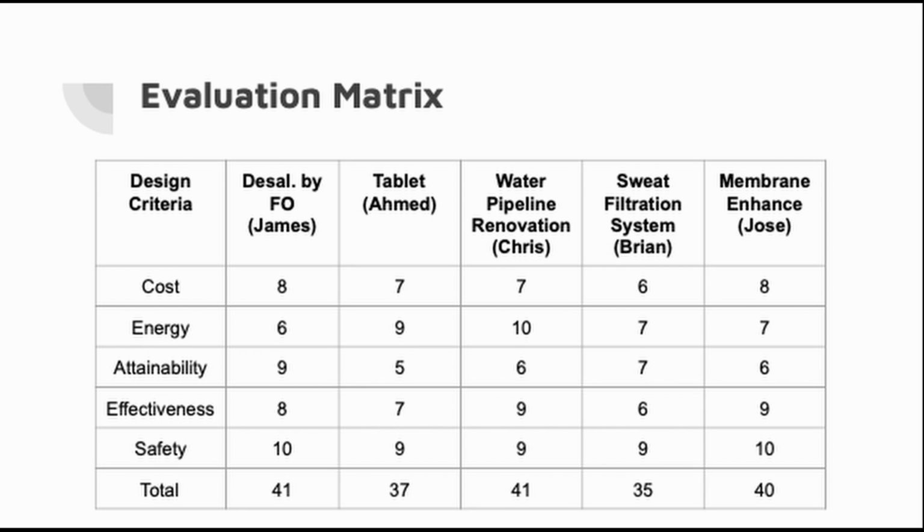In our evaluation matrix, the ratings of our designs are on a scale from 1 through 10. If the production and manufacturing was too costly, the rating would be lower. If the energy consumption decreases, the rating would be higher. In the end, we came to the conclusion that desalination by forward osmosis and water pipeline renovation may be the best way to target the costliness of today's desalination process.